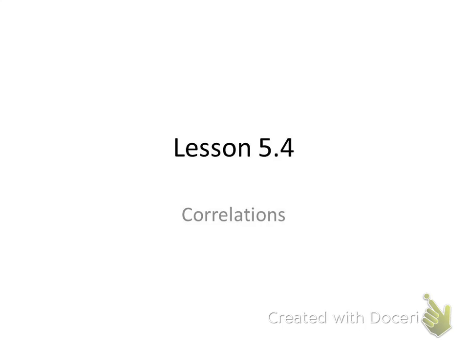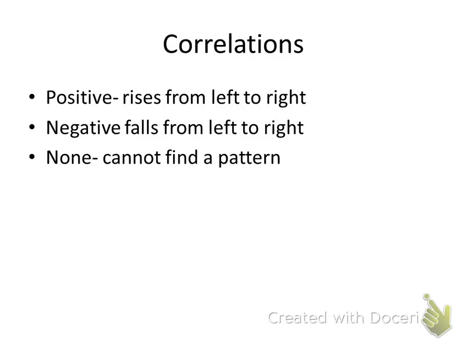It's basically whenever you have a lot of data in your graph, and you want to find out what's happening in this graph. There's three different types of correlations that you can have, and that's what we're going to learn about today. Three different correlations. The first one is a positive.